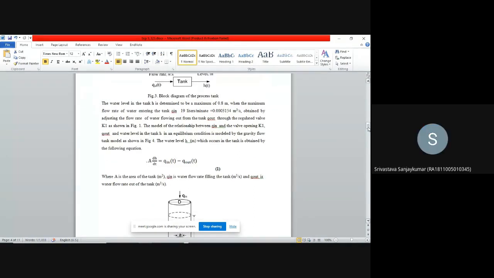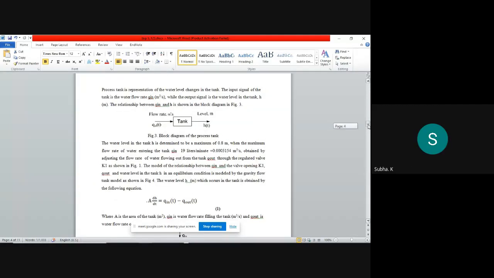Pi r squared is the area of a circle, and the circumference is 2 pi r, and the surface area is 2 pi r h. But here in this experiment, they have given capital A to be area only. A is the area of the tank in meter squared, they have specified.